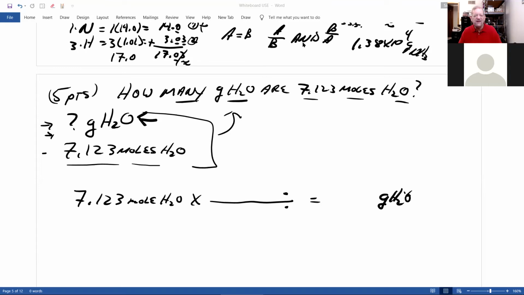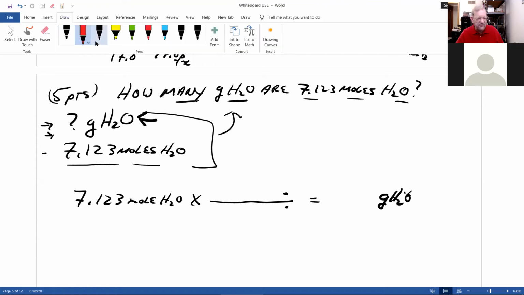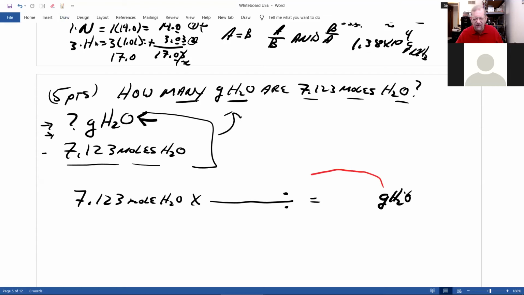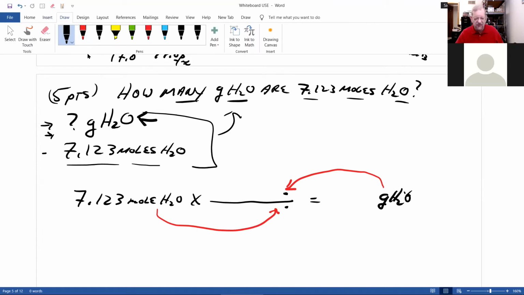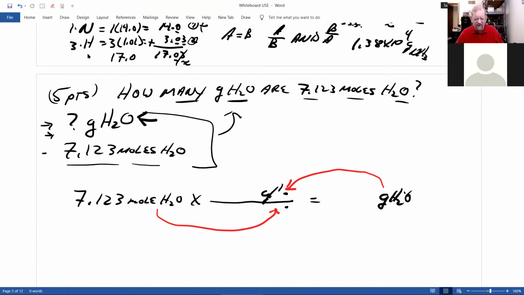All right, let's take a look at what you should be doing. Use your good friend, unit analysis. Whatever we're trying to get to goes on top of the ratio. Whatever we're trying to get rid of, unit-wise, goes underneath, or the bottom. So grams of water goes on top, and what we're trying to get rid of, moles of water, goes underneath.